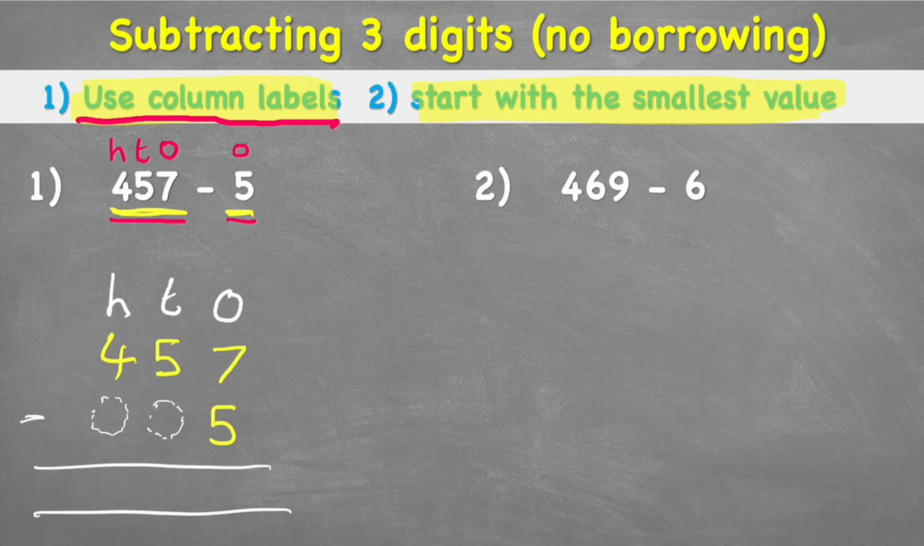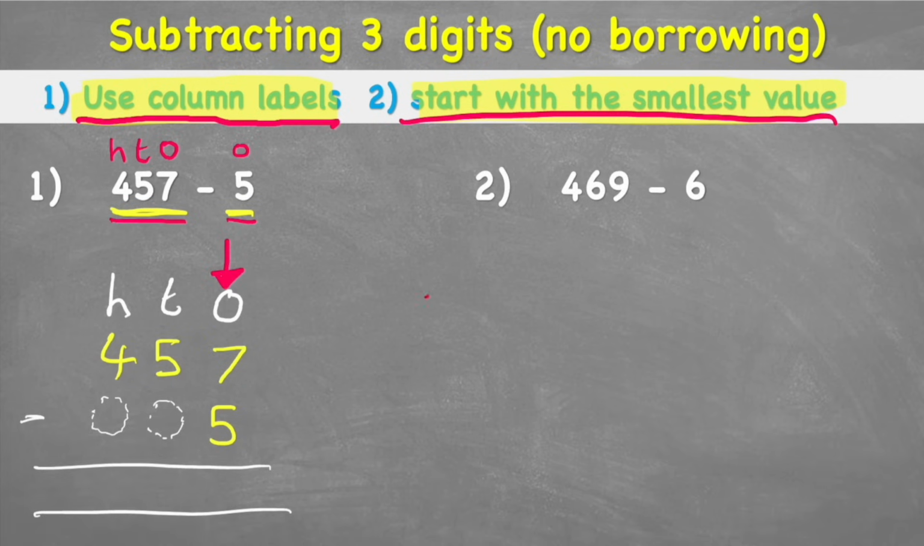remember we're doing subtraction. Now we can look at step 2, which said start with our smallest value. And our smallest value is our ones. Ones are smaller than tens and are smaller than hundreds. So looking at my ones column, I have 7 subtract 5.